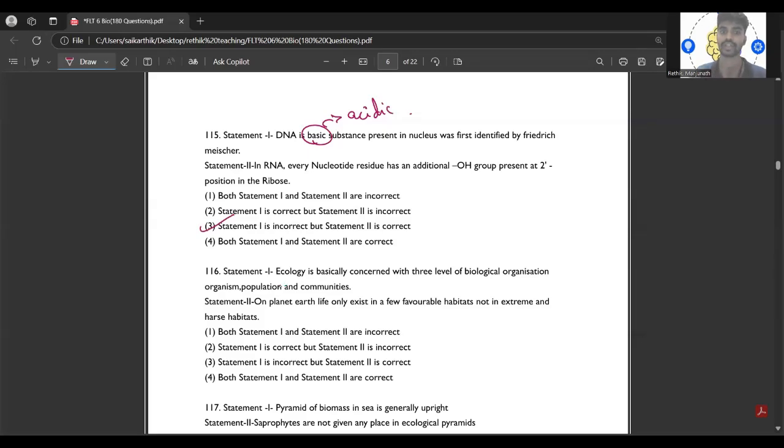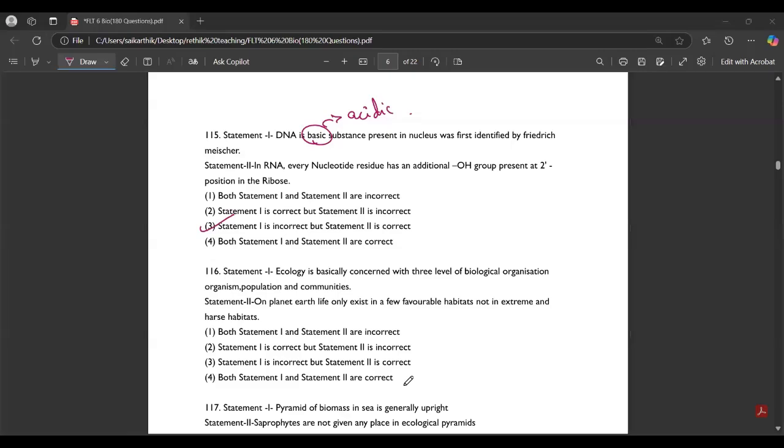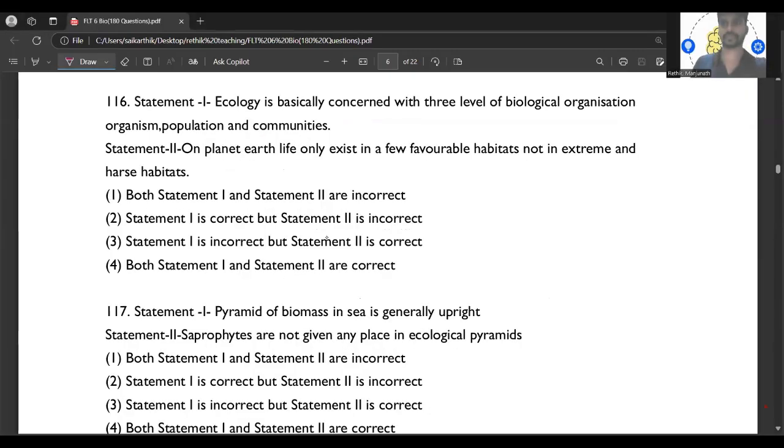Clear till 150. Moving on to the 116 question.